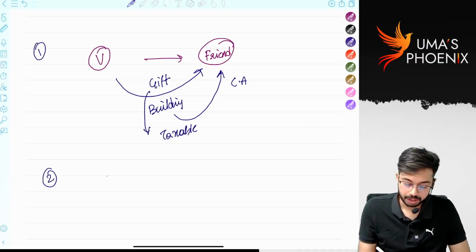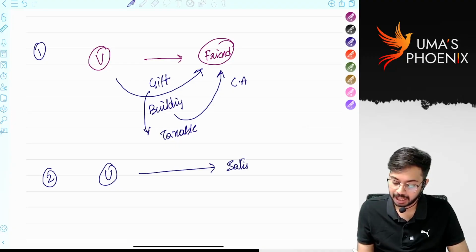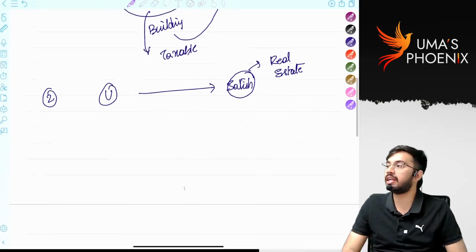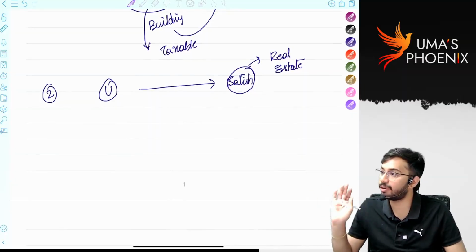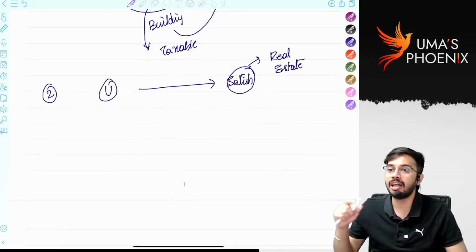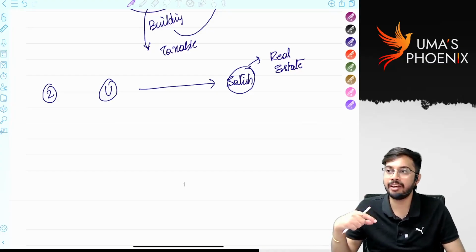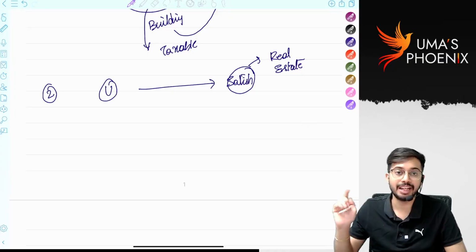Case 2. I gifted a building to my friend whose name is Satish. Satish's main business is the real estate business. As I wanted to encourage my friend, whatever land I am having, for example, I gifted that land to my friend Satish. On that land, he constructed flats and he sold all those flats. That means whatever land I gifted to my friend, he is not using as a capital asset, he is using it as stock in trade.